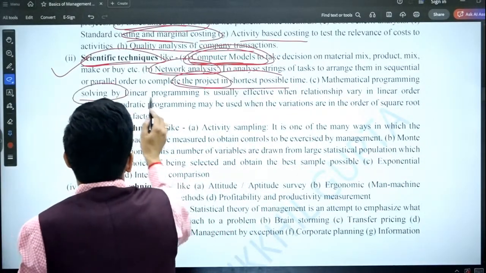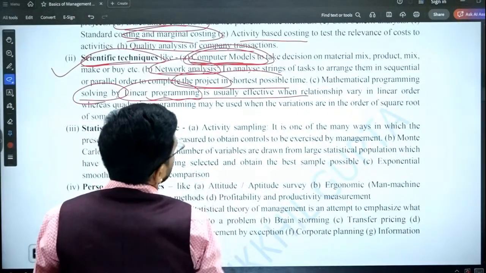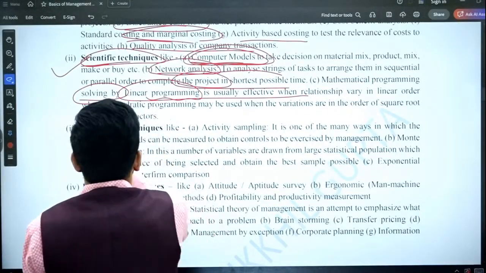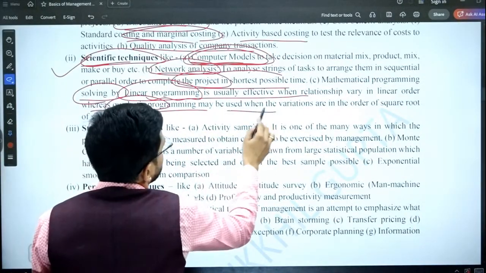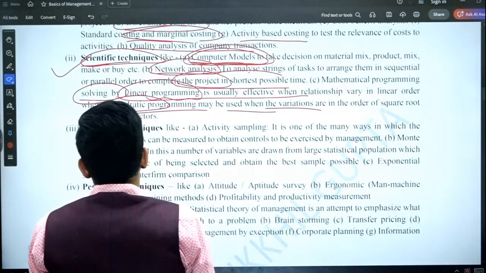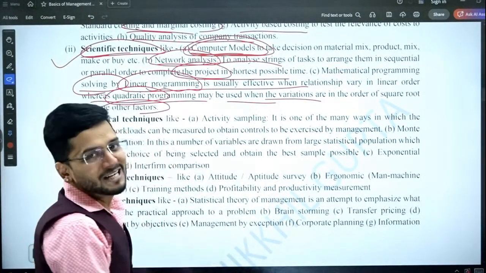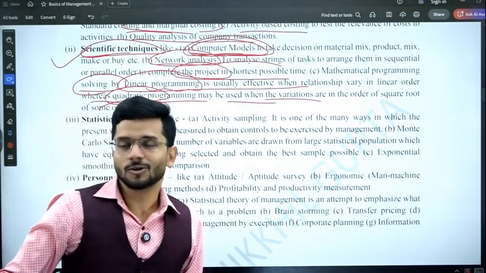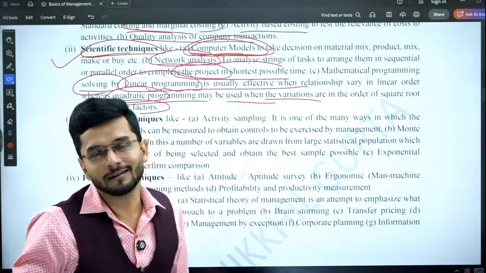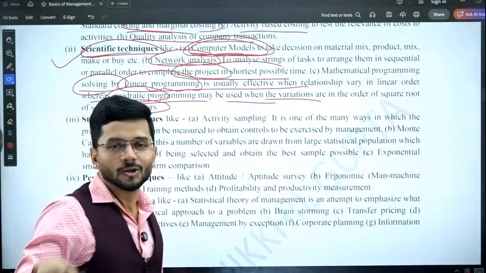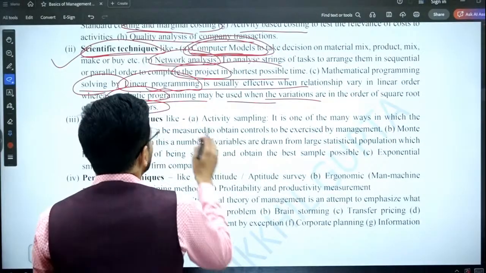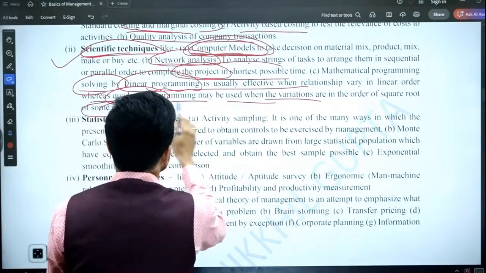Mathematical programming: solving by linear programming is usually effective when relationships vary in linear order, whereas quadratic programming may be used when the variations are in order of square root or some other factors. Guys, I don't understand what mathematical programming is, but since it's given in your syllabus, you just have to learn it this way only. Don't get into the nitty-gritties of this.